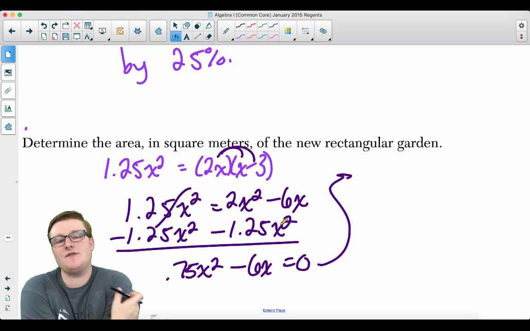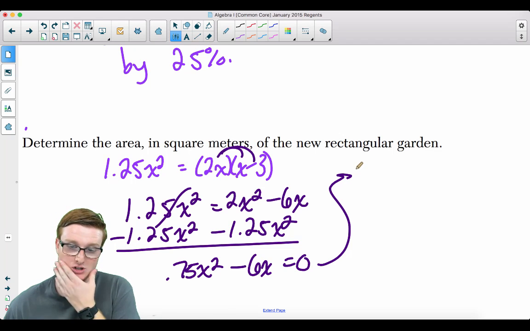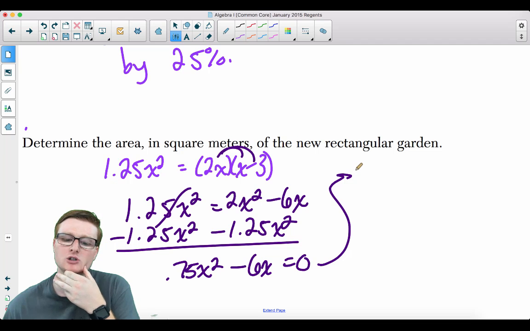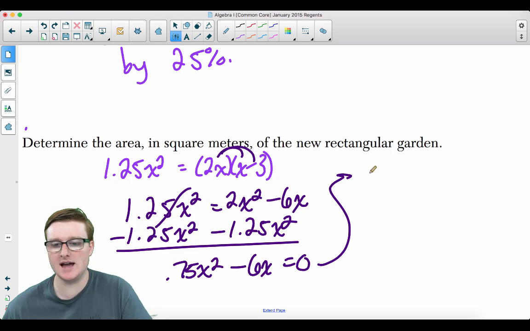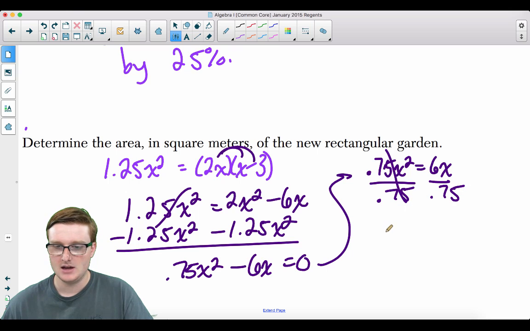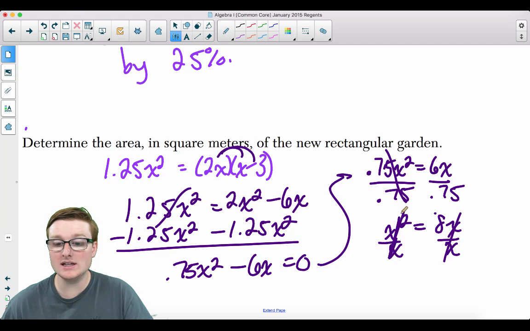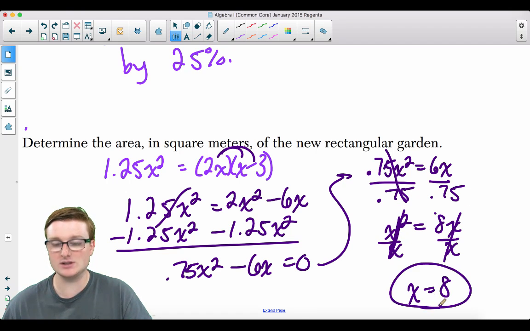Now what's nice about this is you can actually factor out an x easily. Or you know what, probably will be easier? You can move the negative 6x over. Watch what happens. If I move the negative 6x over, I get 0.75x squared is equal to 6x. We're trying to solve for x, so divide both sides by 0.75. You then get x squared is equal to 8x. Now, if you divide both sides by x, look at how easy this is. The x's cancel, and one of these x's cancels, so you actually get x is equal to 8.